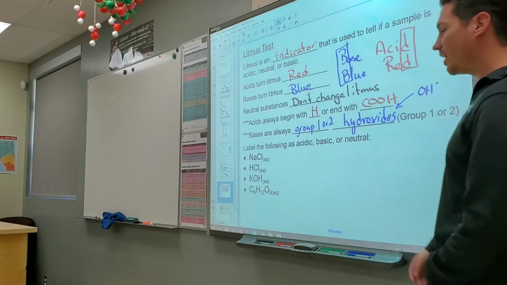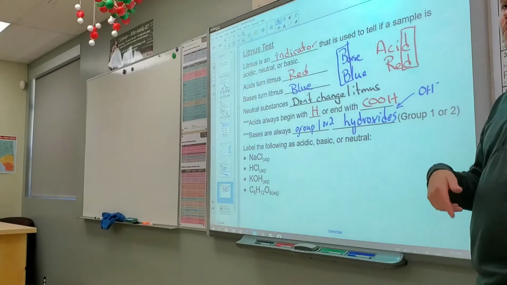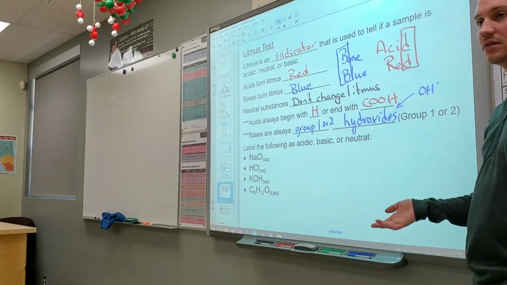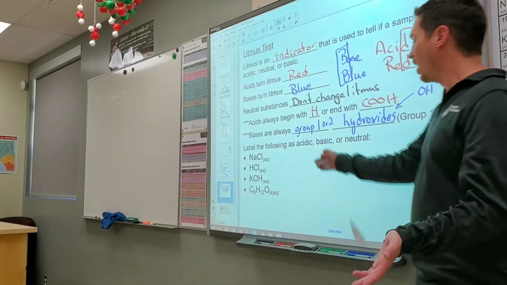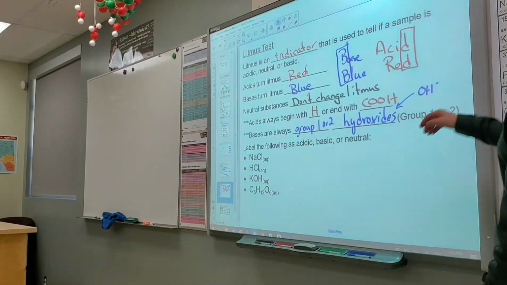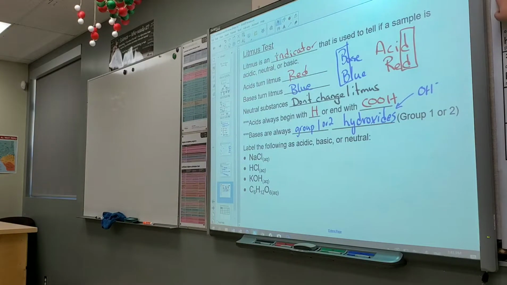So what does that mean? That means that hydroxide has to pair up with positive ions, right? It has to be ionic. A group 1 or a group 2. Now, what are all the group 1 positive ions? Lithium, sodium, potassium, rubidium, cesium, francium doesn't exist. You'll never see it. Don't worry about it.